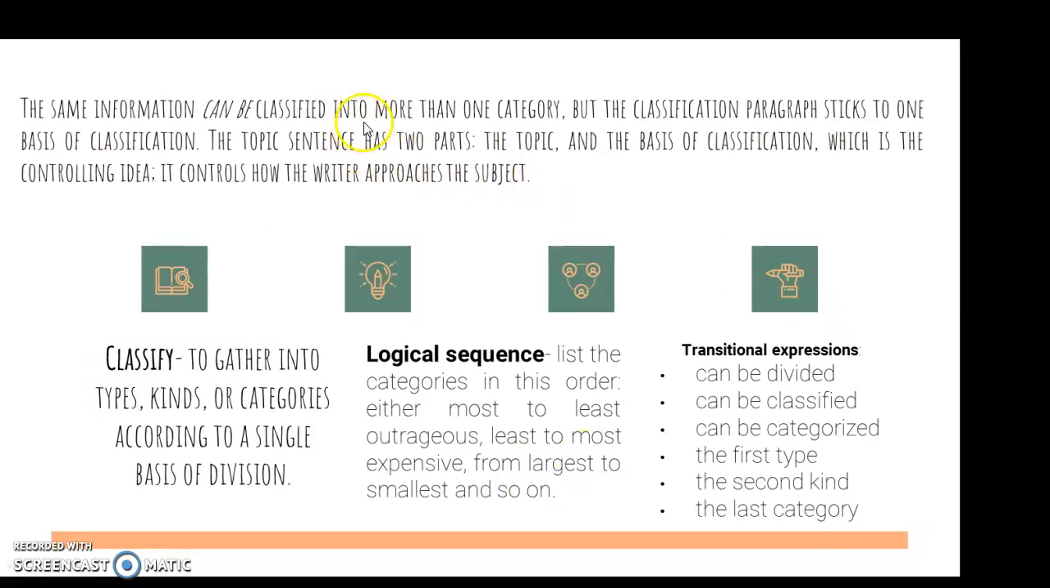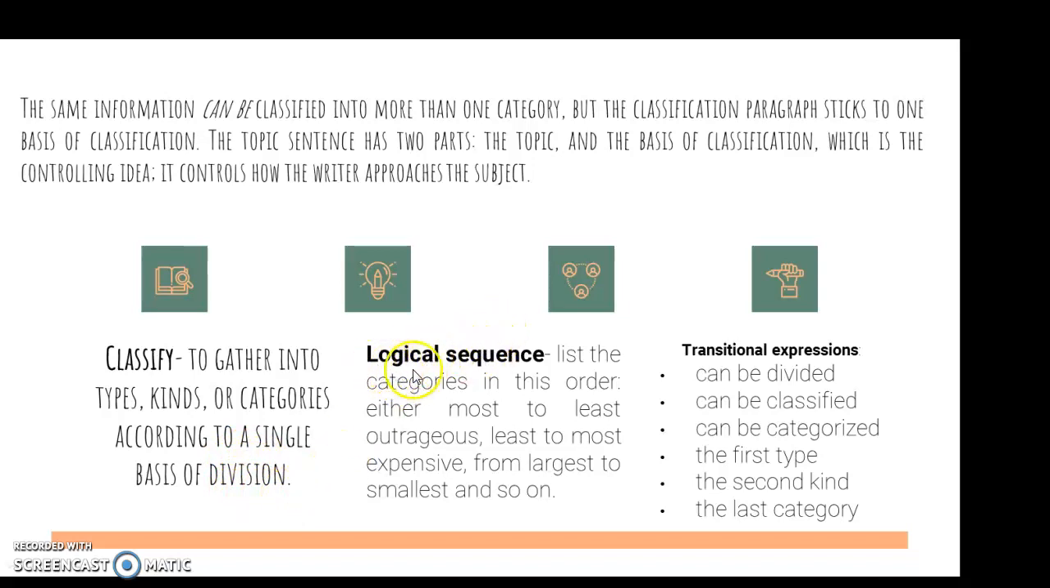The same information can be classified into more than just one category, but the classification paragraph sticks to one basis of classification. The topic sentence has 2 parts, and I want to be emphatic here. The topic and the basis of classification, which is the controlling idea. It controls how the writer approaches the subject. And here I have 3 important things you need to keep in mind. To classify means to gather into types, kinds, or categories according to a single basis of division. Why? Because we're talking about one main idea, remember?